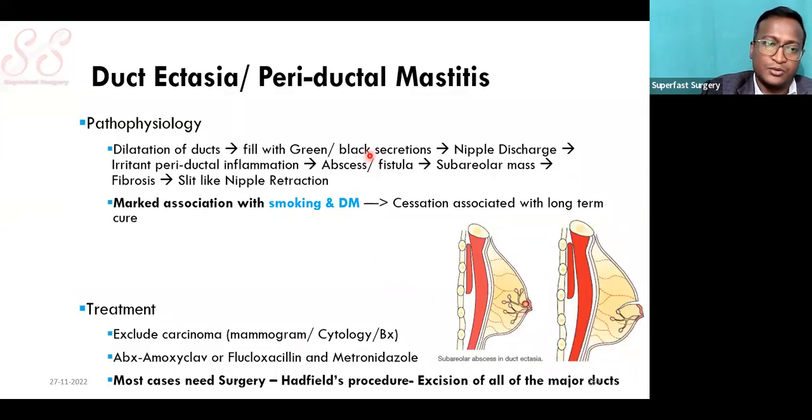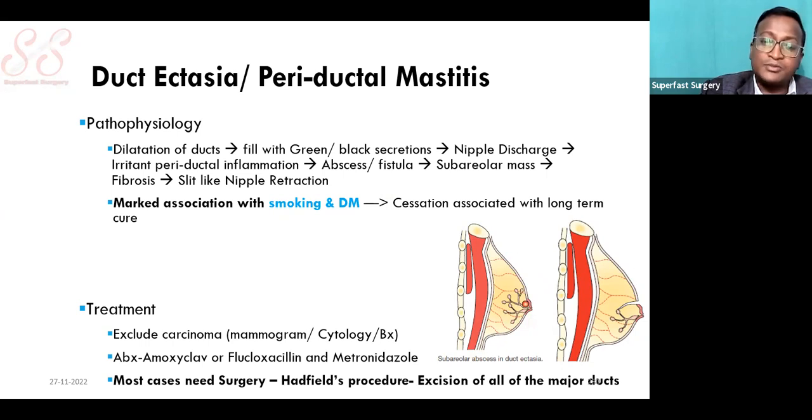Important table, must know. So duct ectasia and periductal mastitis, a very good pathophysiology is that first there is dilatation of the duct, it will fill with excretion and there will be nipple discharge and that will irritate and cause inflammation. That will result in abscess or fistula formation, subareolar mass, and there will be nipple retraction. More common in patients who are diabetic and smoking. Treatment: first exclude carcinoma, give antibiotic, metronidazole, and Hadfield procedure, that is excision of all major ducts.